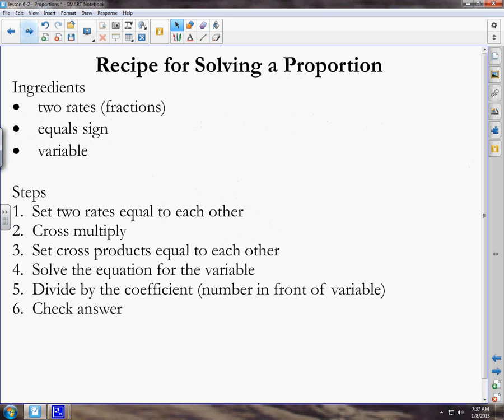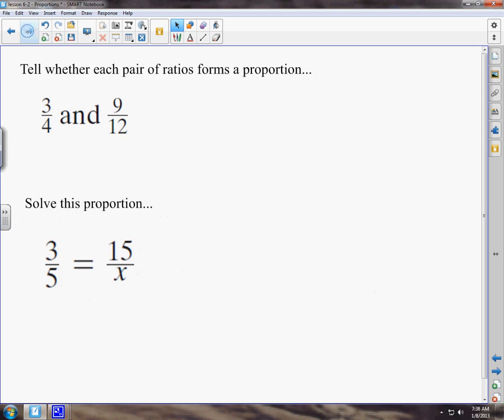So, recipe for solving a proportion. Write down these steps, the 6 steps. Number 1, set two rates equal to each other. Cross multiply. Set those answers equal to each other. Solve the equation for the variable and divide by the coefficient. So those are the steps. Push pause if you need more time.